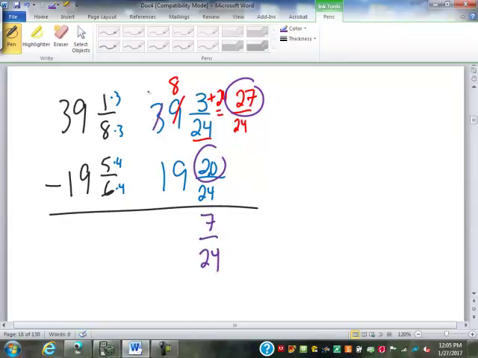8 minus 9, we're still going to have to borrow. So this will be 2 and 18. 18 minus 9 is 9. 2 minus 1 is 1. So 19 and 7 24ths. Let's move on to multiplication.